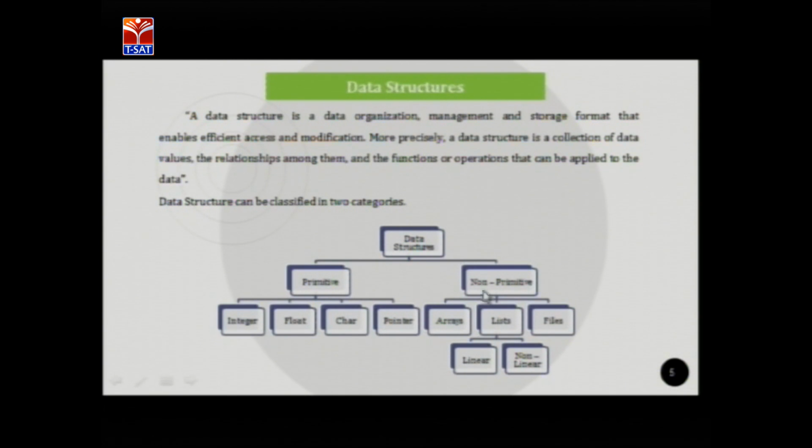The non-primitive data structures are groups or collections of data elements. Arrays, lists and files come under non-primitive data structures. Without primitive data structures we can't create non-primitive data structures; with the help of primitive data structures only, we build the non-primitive ones. We are going to discuss arrays, lists and files.